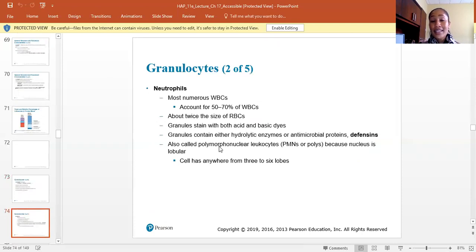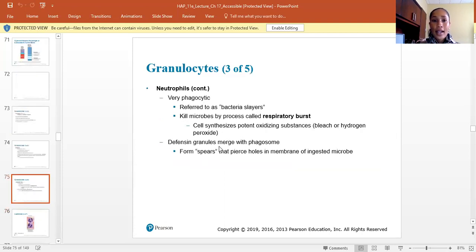They're about twice the size of red blood cells. Their granules will stain with both acid and basic dyes, and they are typically the first white blood cell at an injury to repair it. They're very phagocytic, so they're referred to as the bacteria slayers because they're the first ones there, and they tend to help get rid of them very quickly.